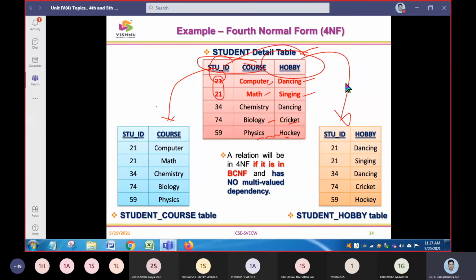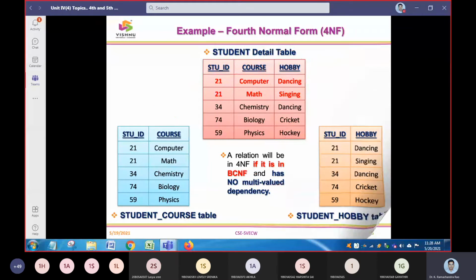So go for decomposition. Eliminate multi-valued attributes. Okay, we have done it. In this way, we made a student course table, then we made a student hobbies table, and we can see that it is in Boyce-Codd normal form and there is no multi-valued dependency. In this way, we partition the table.